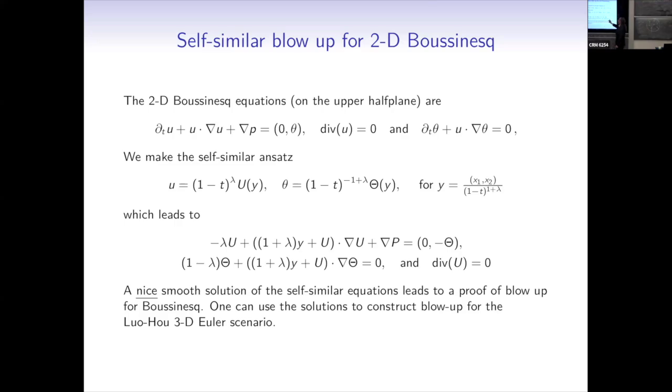This is how the steady system looks. I don't like the pressure, I'm going to get rid of that in a minute. And the point is that if we were to find some self-similar solutions of this equation here, we could say something about the 3D Euler equations in the interior of the domain.